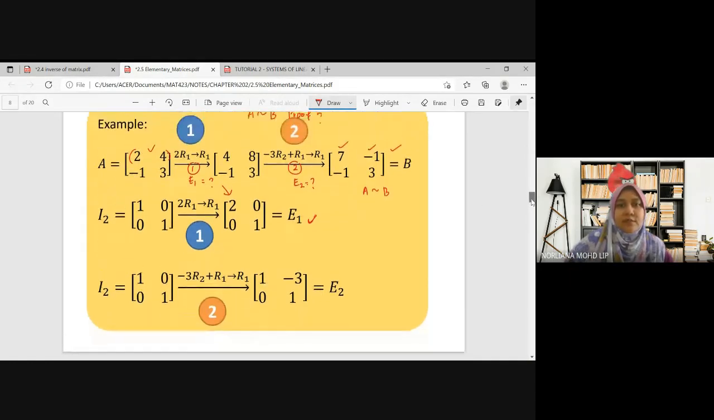Okay, the second elementary matrix, we use the second operation from identity to E2. So identity to E2 uses the second operation, -3 row 2 plus row 1. So -3 times 0 plus 1 is 1. Then -3 times 1, -3 plus 0 is -3. So we will get E2.